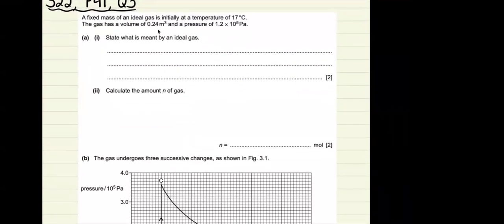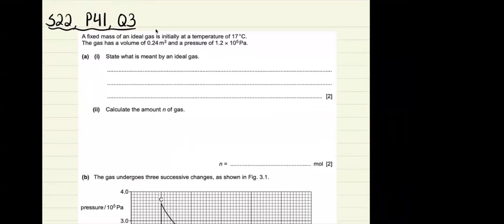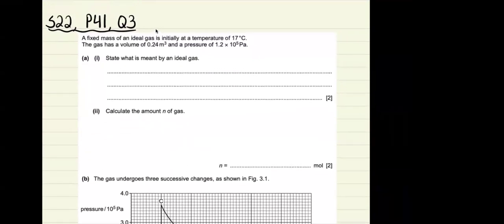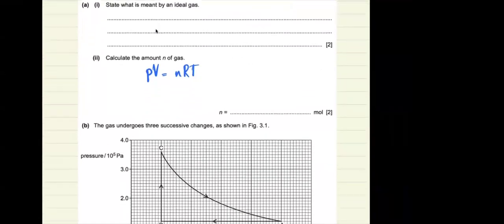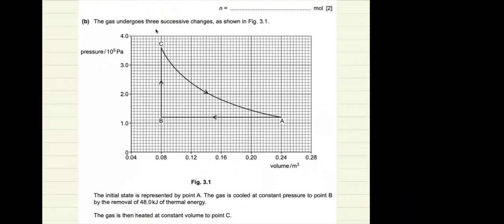What is meant by ideal gas? Calculate the amount N of gas. So this is easy because we have N, which is obviously in moles. Just need to use this equation. Again, we just need to convert this to Kelvin. Part B is what I would like to talk about a bit more.